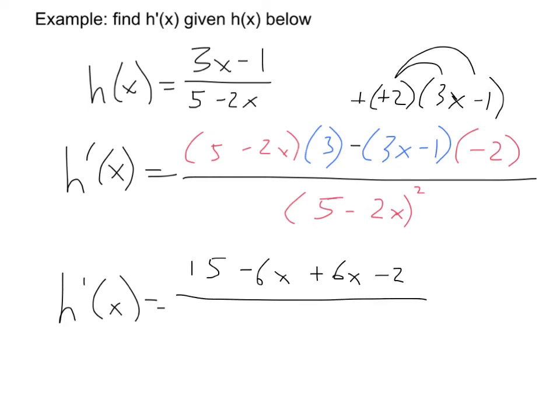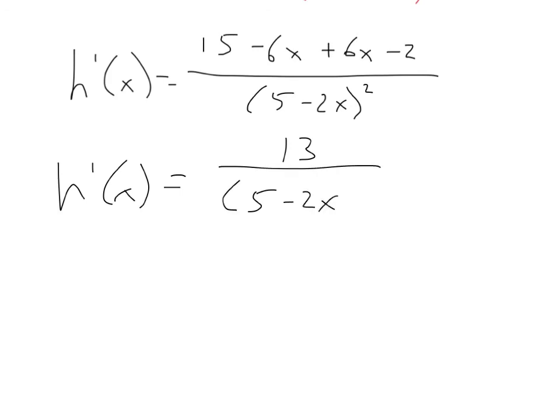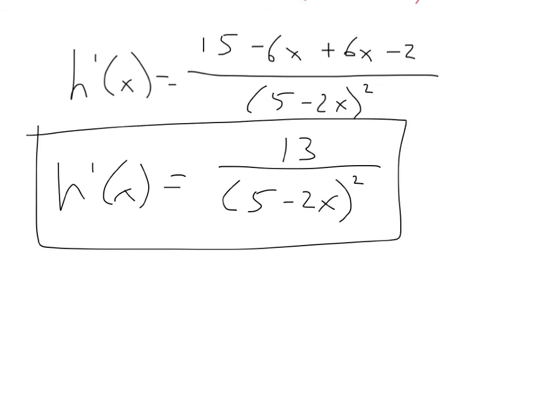So again, my recommendation there, if you've got a constant like this, move it to the front, combine that with a negative, then distribute that through. On the bottom, I just have 5 minus 2x squared. I'm actually not going to expand that. I'm just going to leave it like it is. H prime of x, if we simplify this, we're going to end up with 13, minus 6x plus 6x. Those will add up to 0. So I get 13 over 5 minus 2x squared, and that's it. That's my derivative, right? That is h prime of x.